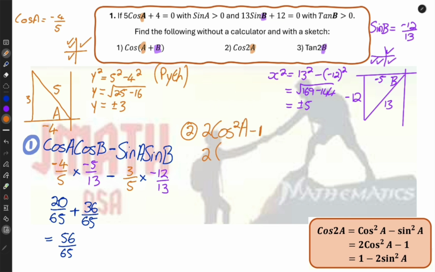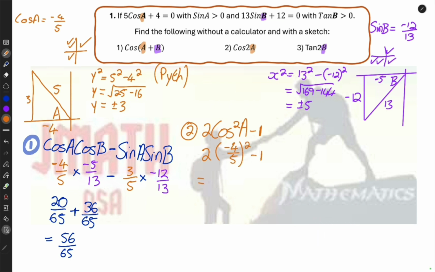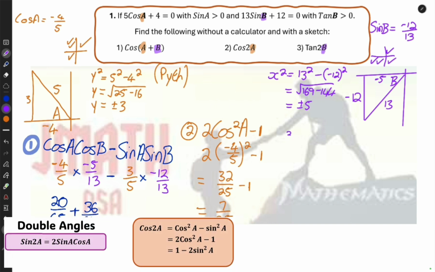I know cos is minus 4 over 5 squared minus 1, and that I can just type in my calculator, and I'll see this is 32 over 25 minus 1. So the final answer is just going to be 7 over 25. So with question 3, they're trying to just trick me a bit.